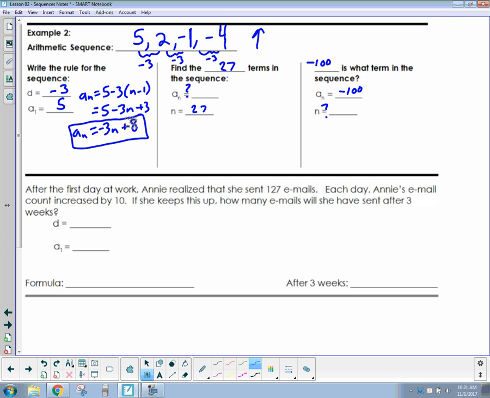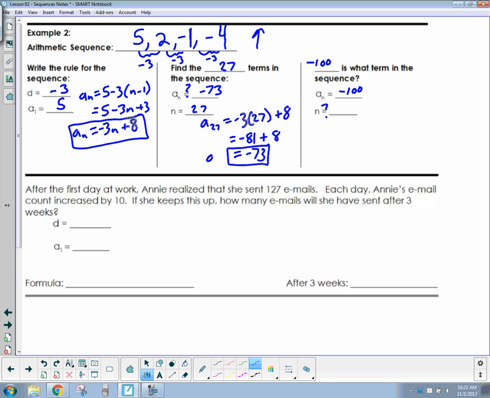Alright, we're back. So, plug in what you know. A little 27 there equals negative 3 times 27 plus 8. Multiply that, and I think we get negative 81. And then we're going to still add 8 to that, and we get negative 73. Remember, that's when we're looking for the 27th term.